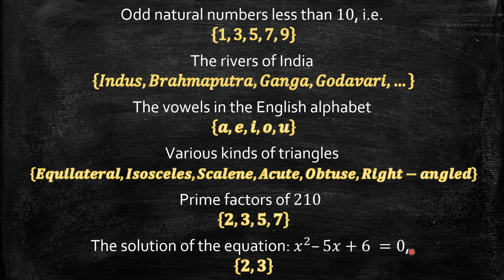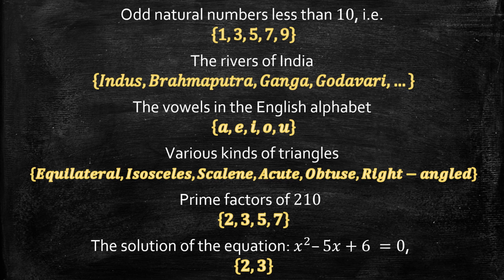So the above examples are well defined collections of objects in the sense that we can definitely decide whether a given particular object belongs to the given collection or not, right? For example, we can say that the river Nile does not belong to the collection of the rivers in India. So here I cannot write the name of river Nile, correct? On the other hand, the river Ganga does belong to this collection. Here you can see the river Ganga.